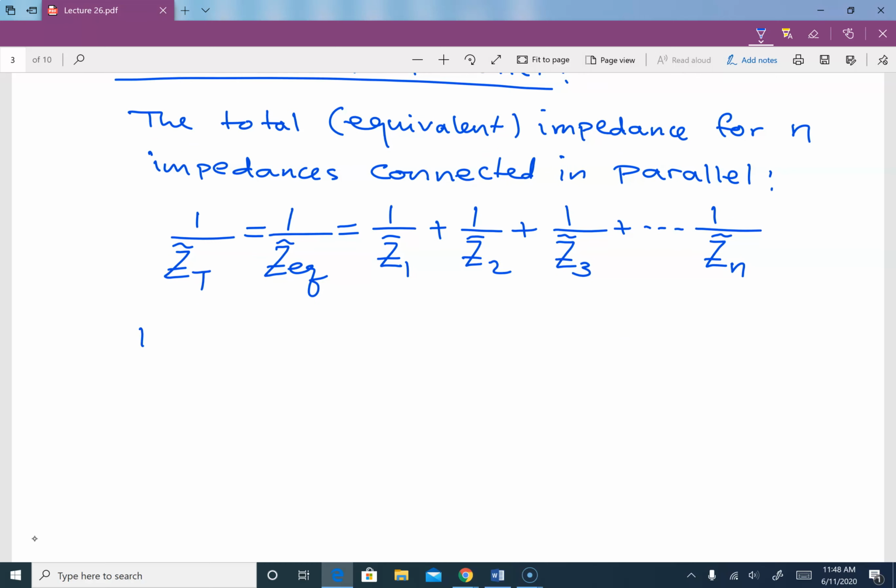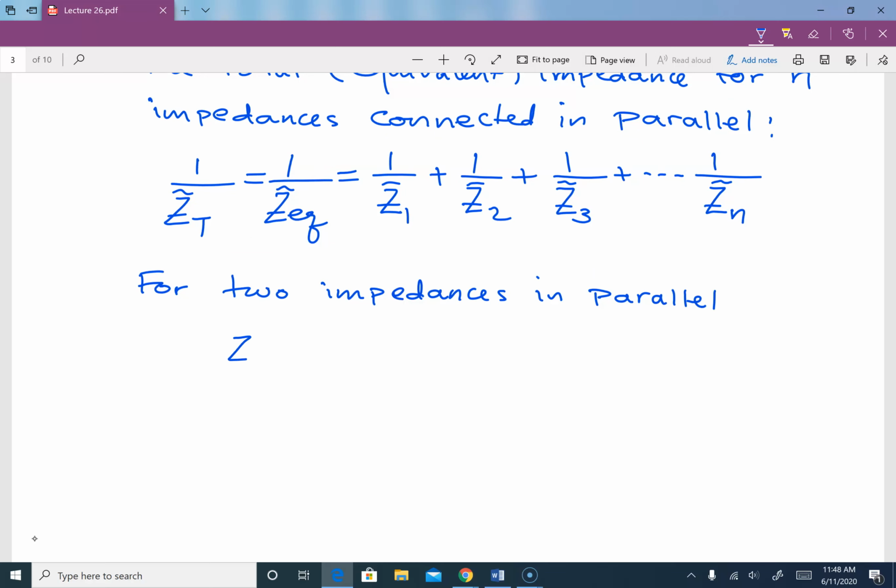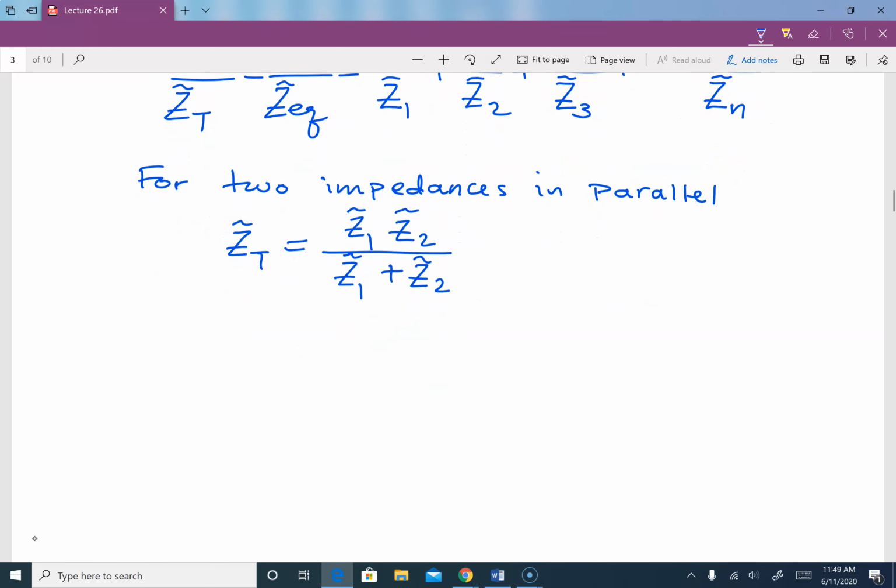However, for two impedances in parallel, it will be easier to use this formula here. You just multiply Z1 by Z2 and you divide by their summation, Z1 plus Z2. Please don't forget that all of these are phasor quantities, which means that complex numbers.